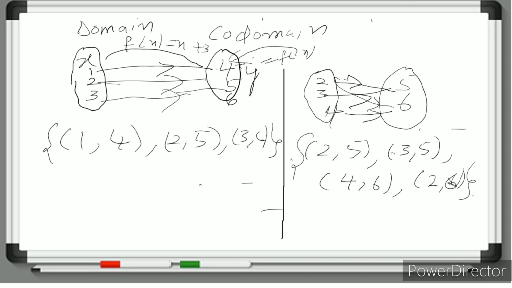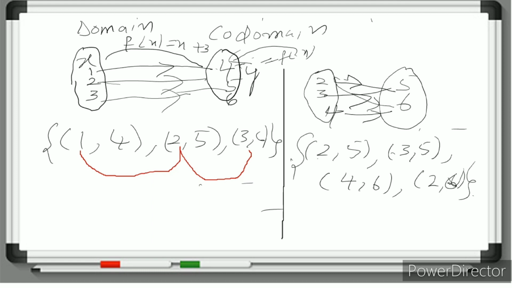If you observe carefully, boys, here see the first elements 1, 2, and 3. They are different. That means each input has one output. 1 is mapped to only one element. 1 maps to 4. 2 maps to 5. One input is having one output. 3 maps to 6. One input has one output.